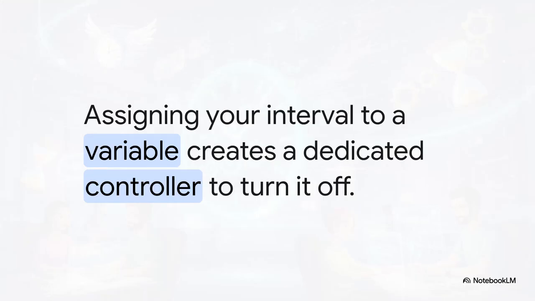That first step is incredibly important. By assigning our interval to a variable, let's call it myTimer, we are essentially creating a dedicated controller. If you just call setInterval loosely without assigning it to anything, JavaScript doesn't have a handle to grab onto so you can turn it off later.